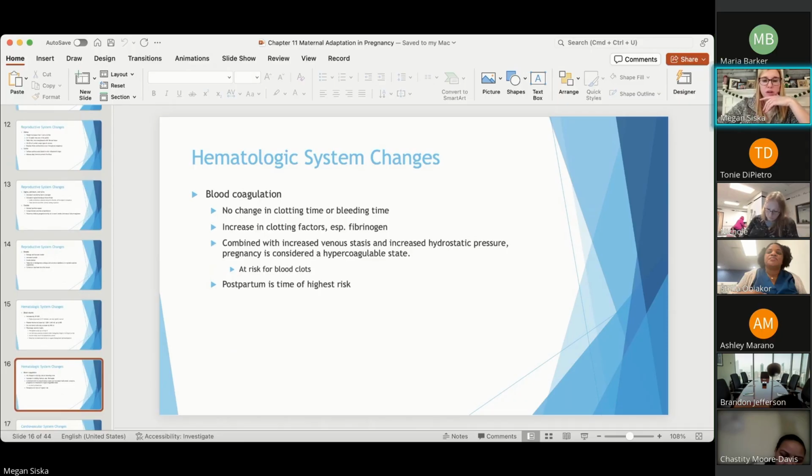As far as blood coagulation, there's no change in clotting time or bleeding time, but we do have increased clotting factors. That increase in clotting factors, as well as venous stasis. So when you're pregnant, your blood flow to your lower extremities is impeded by your growing belly and uterus, and you can have that pooling effect in those lower extremities. We have an increase in clotting factors, so we're more at risk for blood clots. So you're in this hypercoagulable state during pregnancy and postpartum.